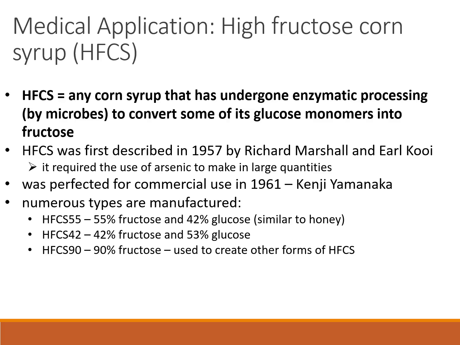Now, in 1961, the commercial production of high fructose corn syrup was perfected by a gentleman known as Dr. Yamanaka. To this day, we manufacture numerous types of high fructose corn syrup. You can see them listed there, and you can see their contents. High fructose corn syrup 90 is actually 90% fructose. It's used to create things like high fructose corn syrup 55 and high fructose corn syrup 42.